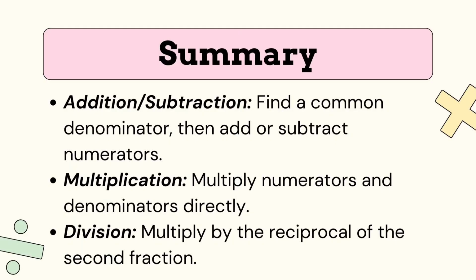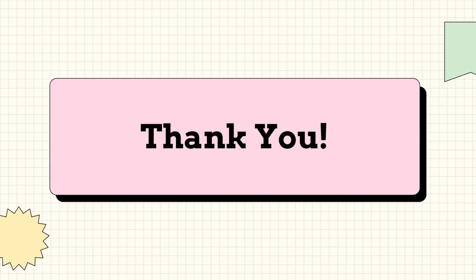Basically, division essentially becomes a multiplication problem after flipping the second fraction. So, for our summary, here it is. For addition and subtraction, we need to find a common denominator first and then add or subtract the numerators. For multiplication, we multiply numerators and denominators directly. For division, we multiply by the reciprocal of the second fraction. So mastering these operations helps strengthen number sense and prepare students for more advanced topics like algebra, ratio and proportion, and problem solving. And that will be the end of our discussion on arithmetic operations on fractions.